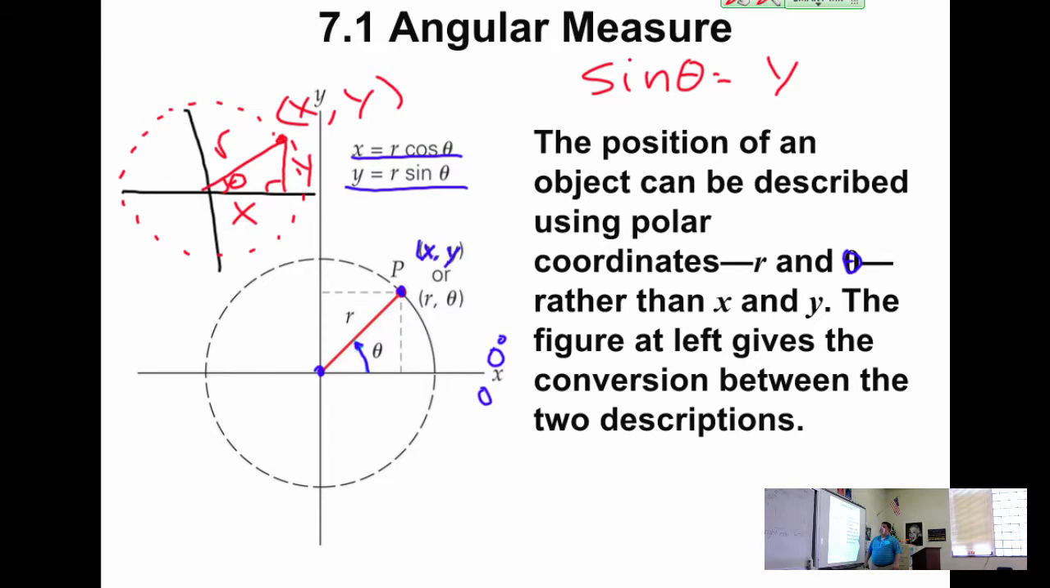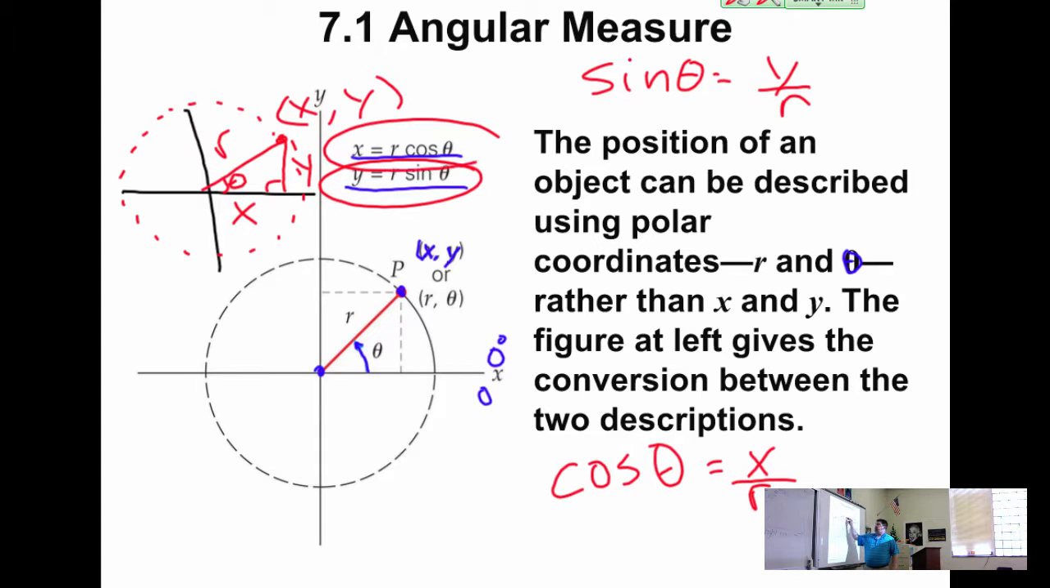Y. What's the hypotenuse? R. And if I multiply both sides by r, that's what I get. Does that make sense? And the same thing with cosine. Remember that cosine of theta is equal to the adjacent, which in this case is x, over the hypotenuse, which is r. And algebraically, if I multiply that through, I get that. Does that make sense? Any questions? So it's just basic trig.